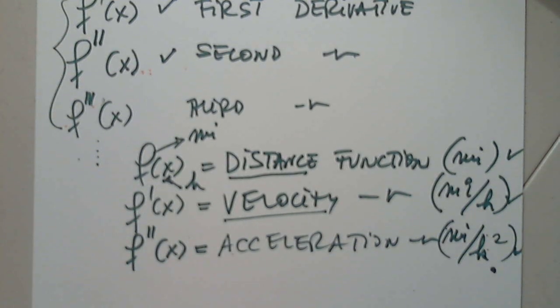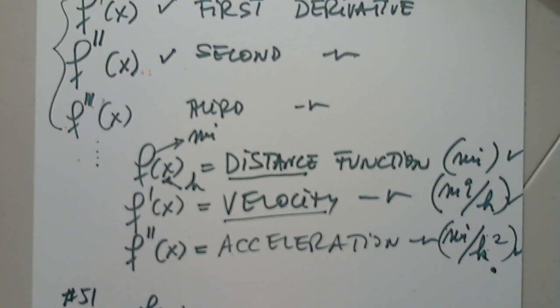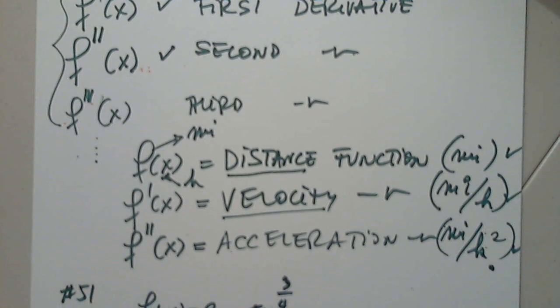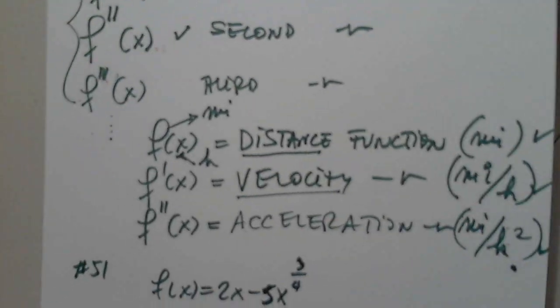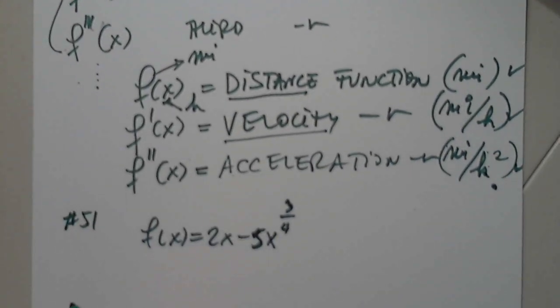So let's take a look at 51. In 51, we have f of x equals 2x minus 5x to 3/4. And they want us to find the first and the second derivatives. Okay, we cannot find the second derivative before we find the first.